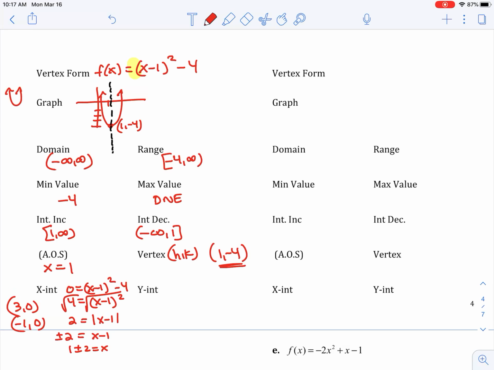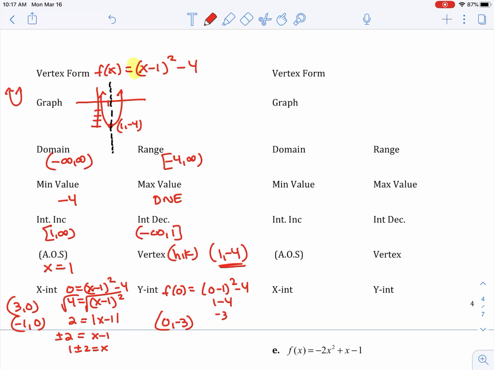And lastly, we have a y-intercept, when we replace x with 0. So when we replace x with 0, we get 0 minus 1 quantity squared minus 4, or 1 minus 4, we end up getting a negative 3. And my graph is really not accurate if we're looking at the drawing above.